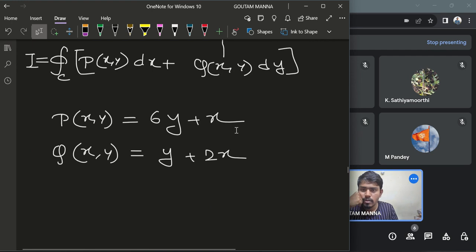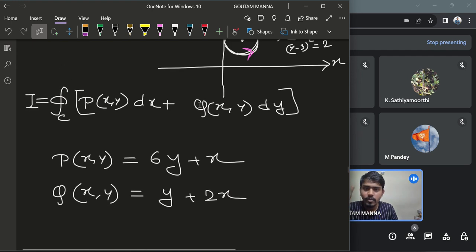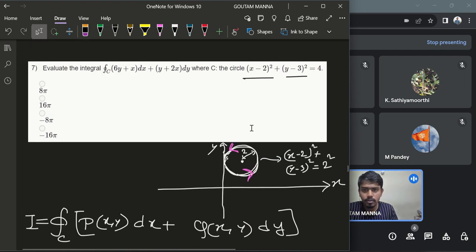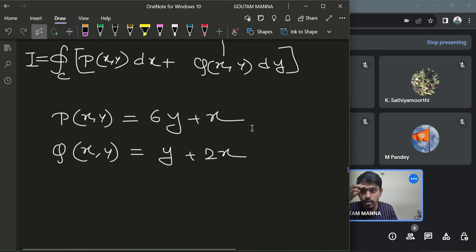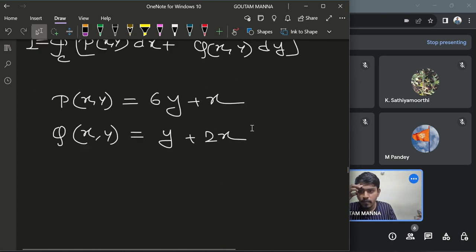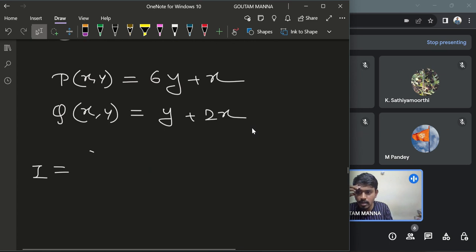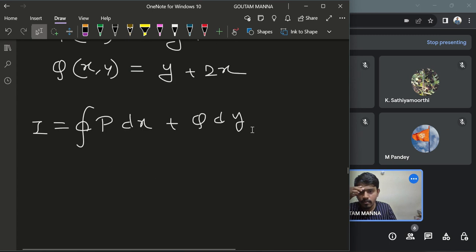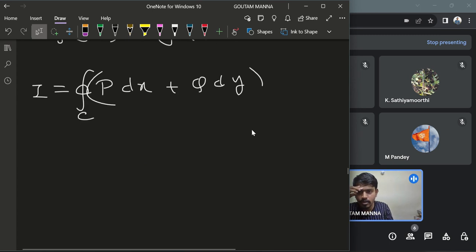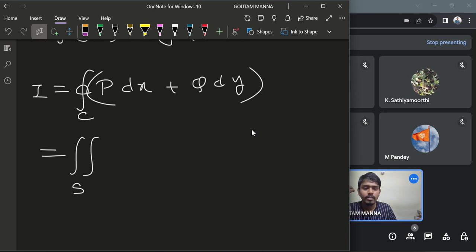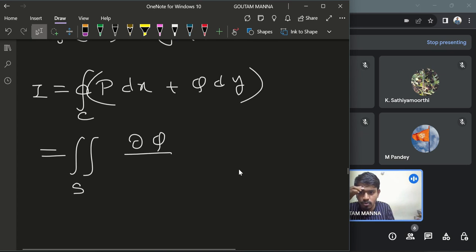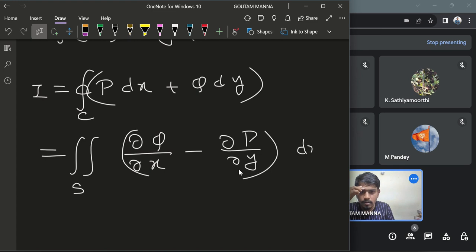Okay. So I am writing it in this form of P and Q because we want to use Green's theorem and convert it to a surface integral. Green's theorem says that I is the integral of P dx plus Q dy, this line integral, will be a surface integral over the surface enclosed by this closed region, and it will be del Q del x minus del P del y dx dy.